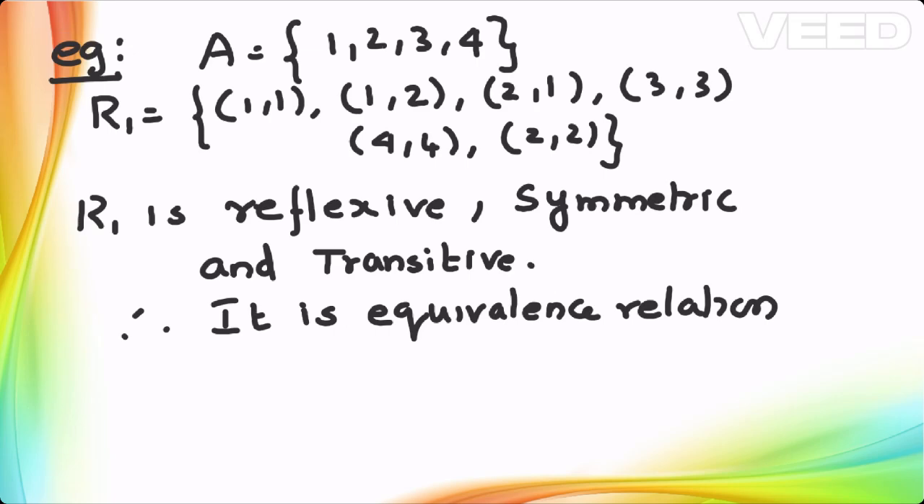Any relation which satisfies reflexive, symmetric, and transitive, we call the relation an equivalence relation. Here, R1 satisfies reflexive, symmetric, and transitive. Since (1, 1), (2, 2), (3, 3), and (4, 4) are there in R1, it is reflexive. Since (1, 2) and (2, 1) are there, it is symmetric. (1, 2) and (2, 1) implies (1, 1), so it is transitive. Therefore, R1 is an equivalence relation.